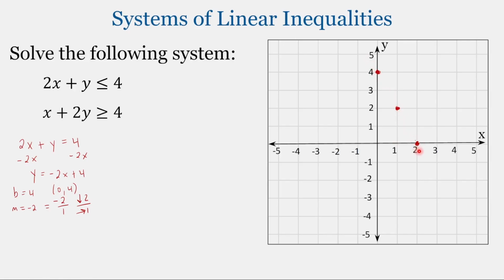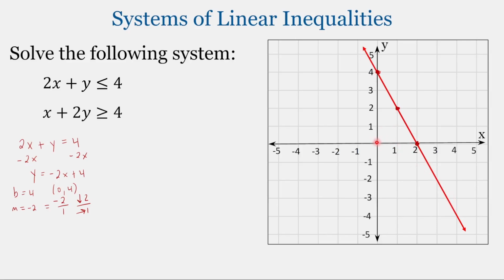So let's draw our line. Notice that this is a solid line because we have less than or equal to. The points on this line will be included in the solution. Now we need to determine which side of the line to shade. We do this by picking a point on each side. Any point will work as long as it's not on this boundary line.